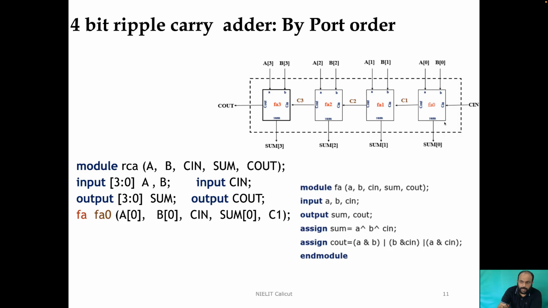So here the first port, you have written A of 0. The meaning of this is, the A of 0 port of the top level block will get connected to the first port in the sub block. So first port happens to be A. So A of 0 will get connected to A. It is same as writing dot A inside bracket A of 0. Similarly, B of 0 should get connected to small b. C in should get connected to small c in. Sum of 0 will get connected to small sum. C1 will get connected to C out. So this kind of connection or instantiation is called instantiation by port position or by port order.